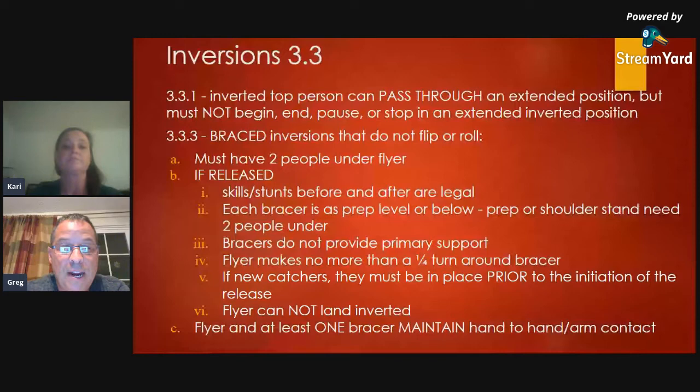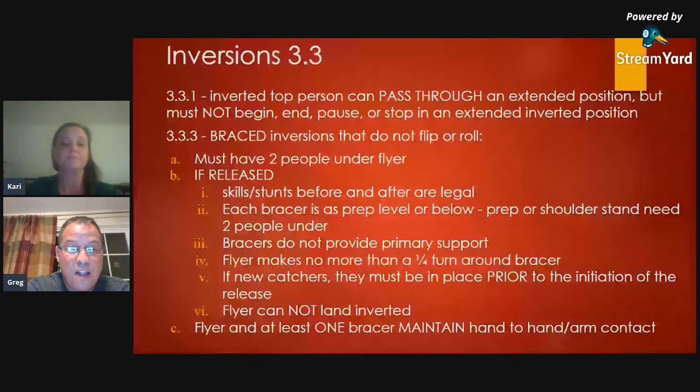So if you look right here, braced inversions that do not flip or roll must have two people under the flyer. If released, everything before and after are illegal. Each bracer is in a prep level or below. Prep or shoulder level need two people under. Bracers do not provide primary support. Flyer makes no more than a quarter turn around the bracer. If new catchers, they must be in place prior to the initiation of the release, and they cannot be involved in anything else. And then the flyer cannot land inverted.